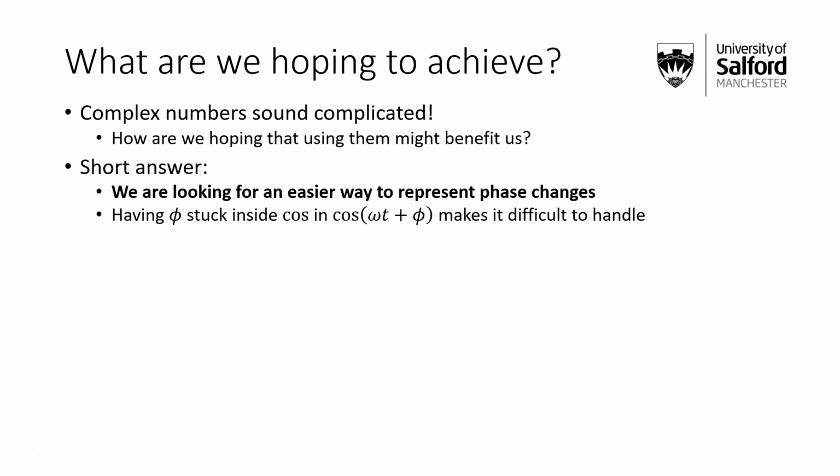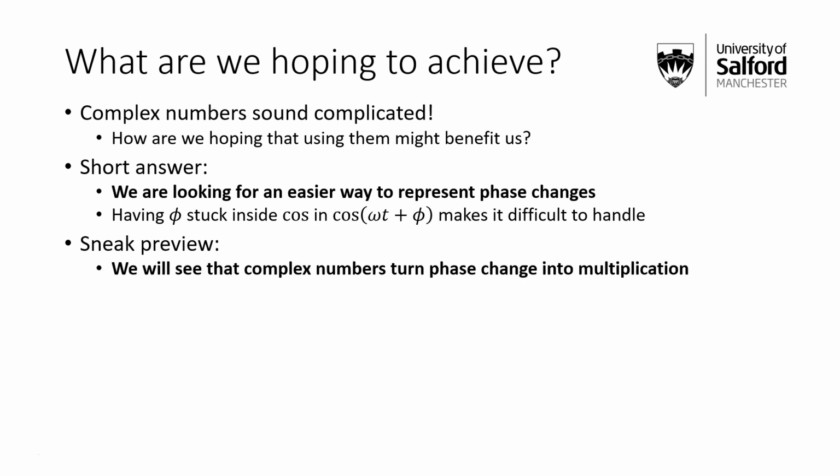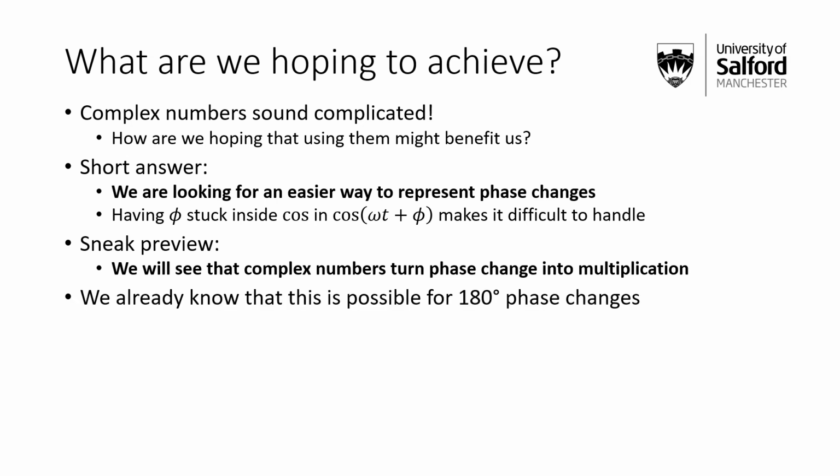And here's a quick sneak preview, because I think it's easiest just to tell you the answer. We will see that complex numbers turn phase change into multiplication, and that makes a whole load of things easier, as we will find out. And we already know that this is possible for 180-degree phase changes, so it's not so unreasonable to think that phase change could turn into multiplication.